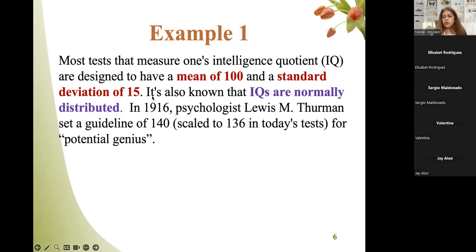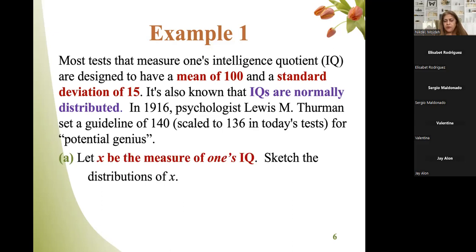It is also known that IQ are normally distributed. That purple sentence, the statement that I made purple, is telling you that IQ is continuous because it's normal. Continuous variables are normal, bell curve, bell shape. In 1960, the psychologist Louis M. Terman set a guideline of 140, scaled down to 136 in today's test, for potential genius.